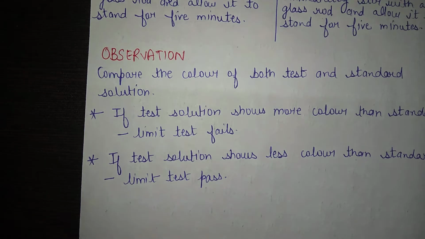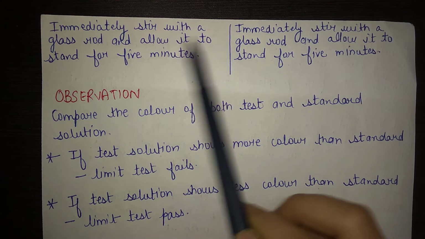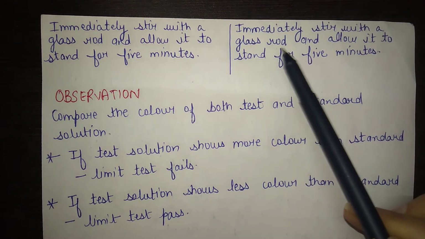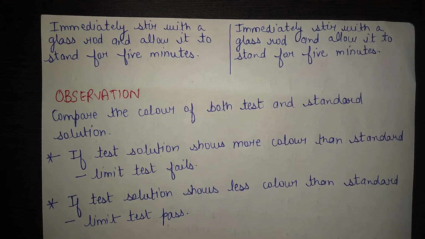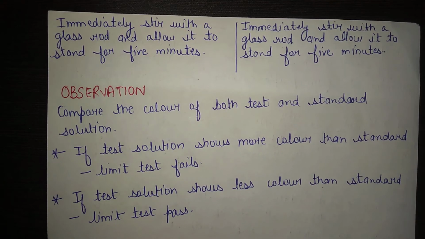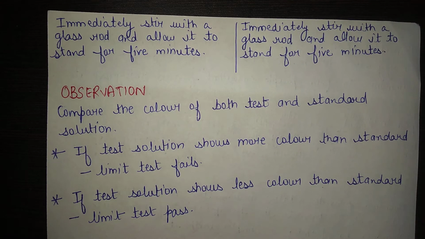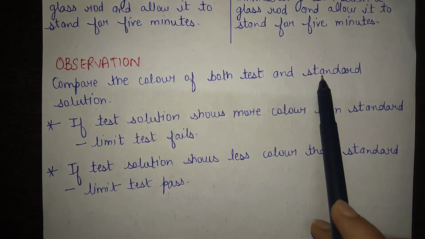And then finally, immediately stir with a glass rod and allow it to stand for 5 minutes. Here also we will stir the solution with a glass rod and allow it to stand for 5 minutes, and after that we will make our observation. Since the complex formed is a colored complex, we will compare the intensity of color, whether the color formed is darker or lighter than the standard. So compare the color of both test and standard solution.